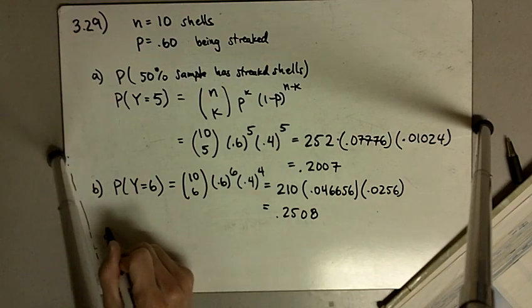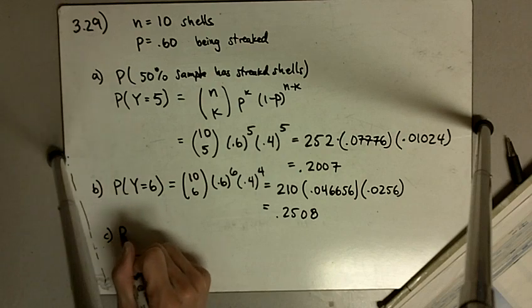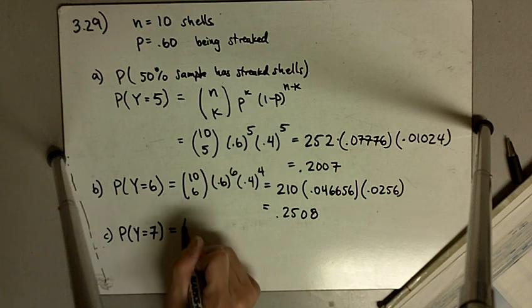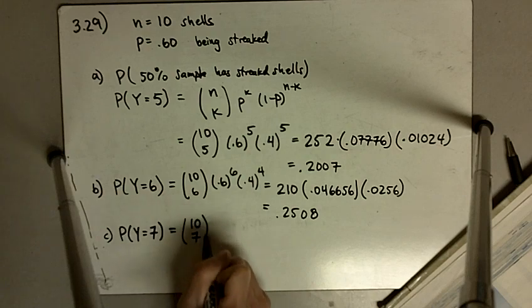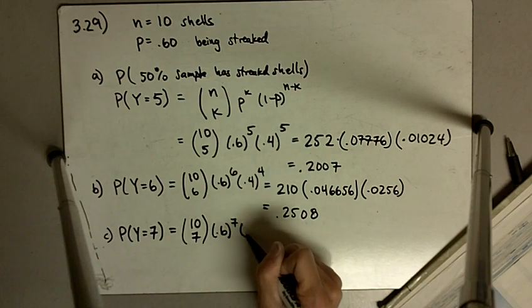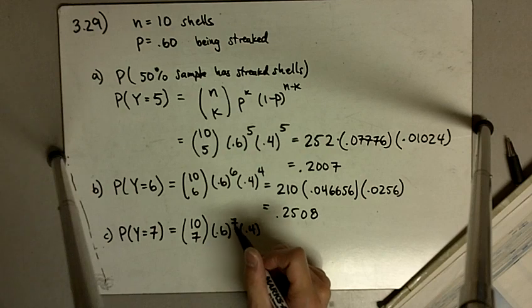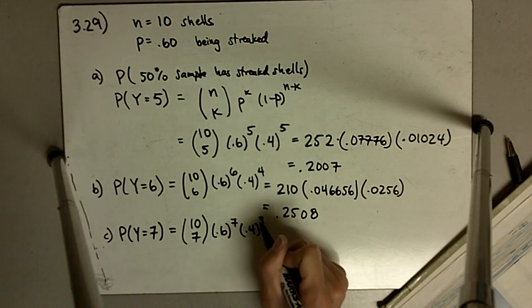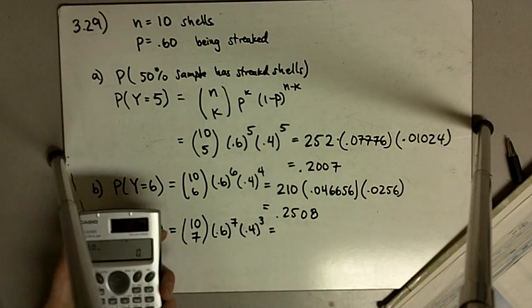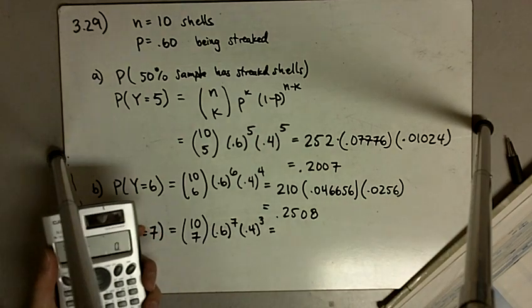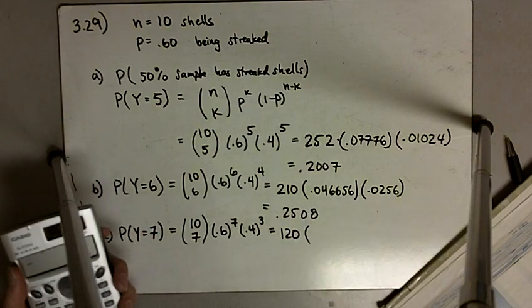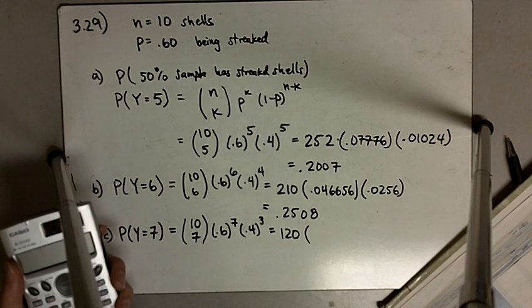And lastly, it asks for 70% of the shells to be streaked out of our 10 shell sample. So that's going to be 10 choose 7, 0.6 raised to the 7. So 7 of them will be streaked, and the remaining 3 will be pallid. Probability of being pallid is 0.4, and this is just a matter of punching things into your calculator now. 120 times 0.6 to the 7.